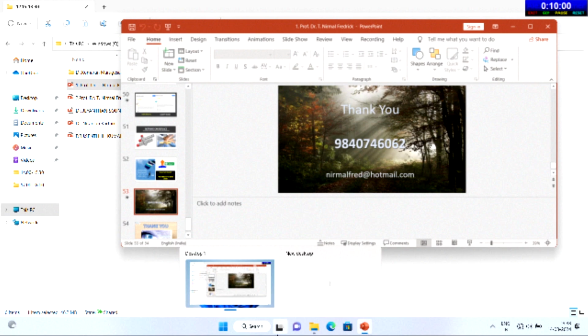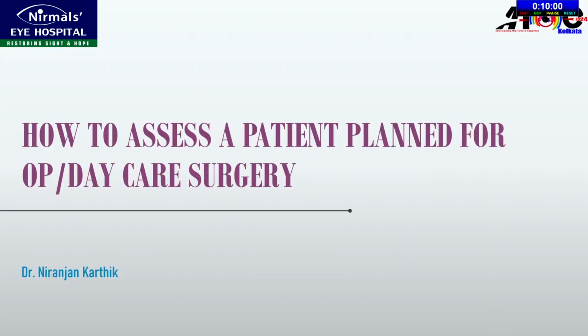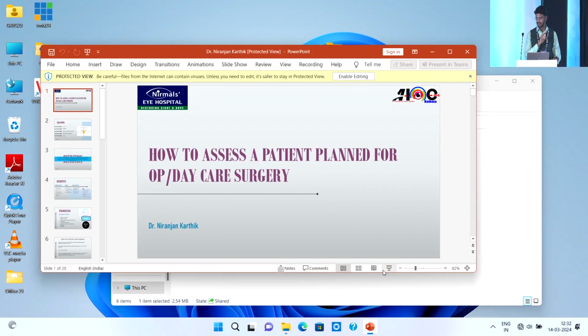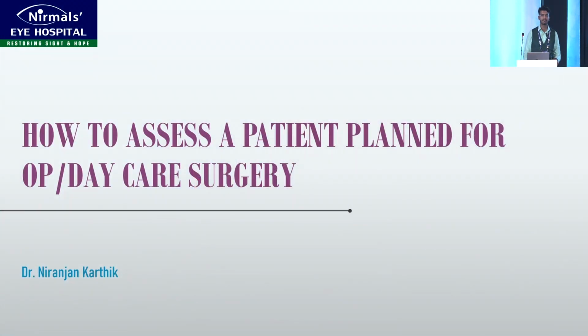So now I invite Dr. Niranjan Karthik, who's practicing with us, to talk to us about how to assess a patient and plan for daycare eye surgeries. This is very, very important because mostly we focus on ophthalmic assessment, but it's also important that we focus on the general well-being of the patient and do a proper general examination and document it. So over to you, Dr. Niranjan.